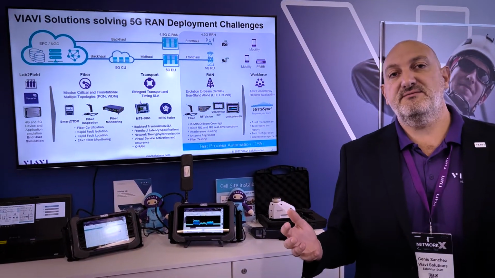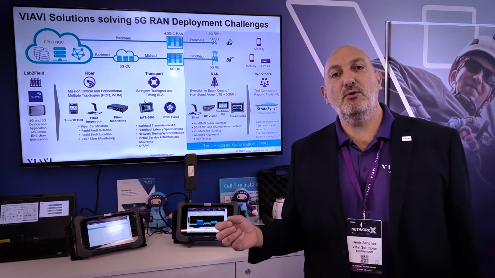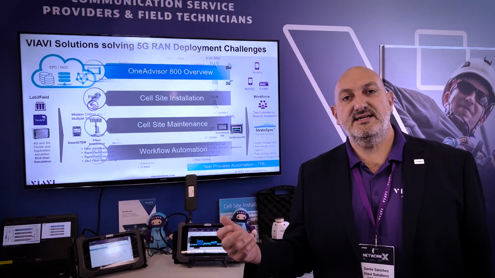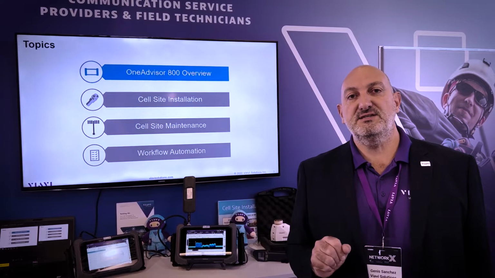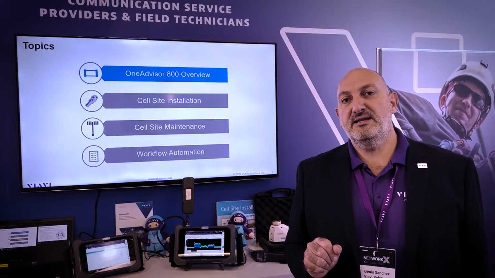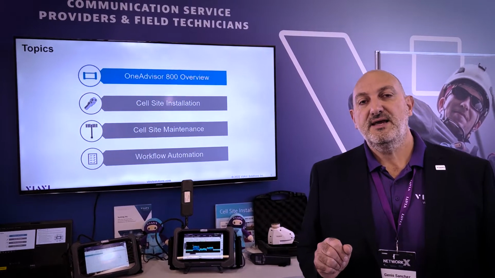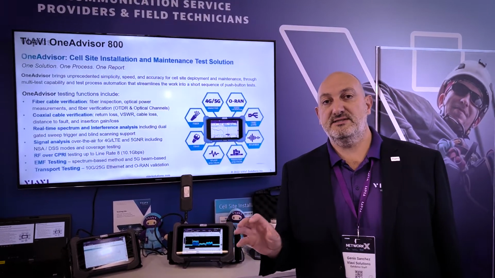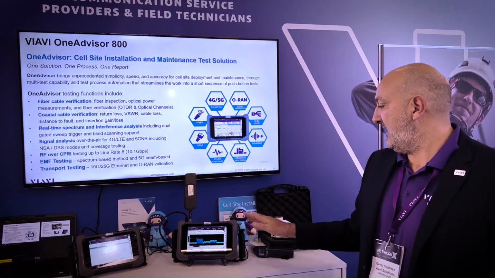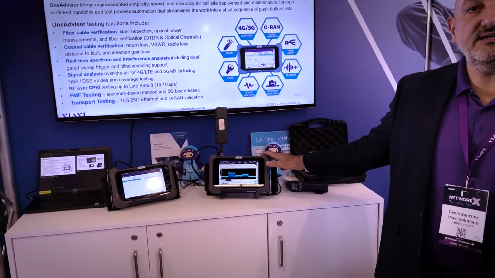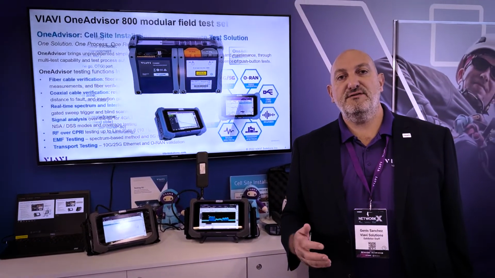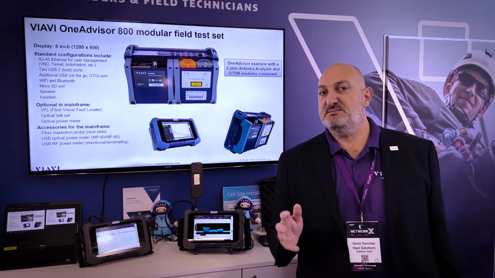A lot of these problems are being traced back to lack of proper synchronization between those sectors, those 5G antennas. This is a very specific 5G problem that we're seeing in many situations today with our customers. To solve all these problems with one single solution, one single test unit, we have in Viavi the OneAdvisor 800, that offers a number of capabilities to address these specific problems.